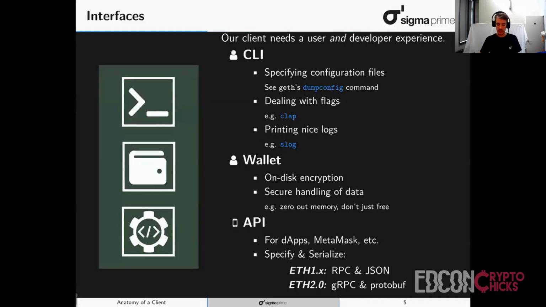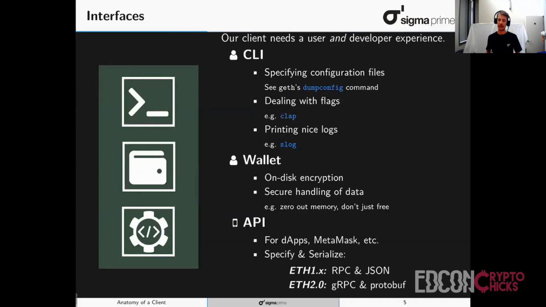The wallet also really needs to make sure that we're handling the data on disk securely. For anyone who's played around with Geth and has opened up their private key files on disk, they'll notice that it's actually a JSON file, and it says, oh, we're using AES in, I don't know, CBC mode, and here's the hash and all that sort of stuff.